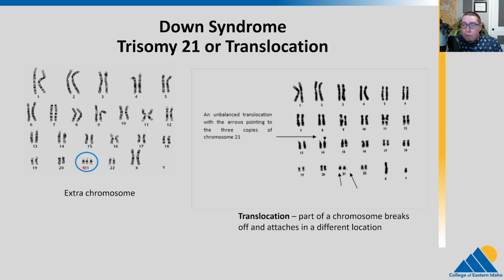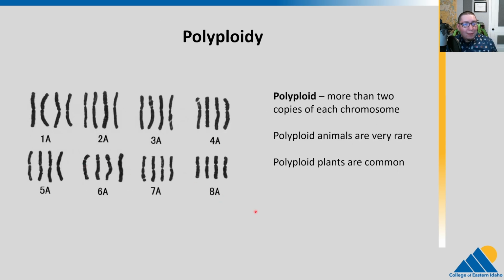In this case, too many copies of chromosome 21. Well, what happens when the whole genome gets duplicated? This leads to what we call polyploidy. Polyploidy is more than 2 copies of each chromosome. Polyploidy in animals is quite rare in my experience, and often it does not result in viable offspring.